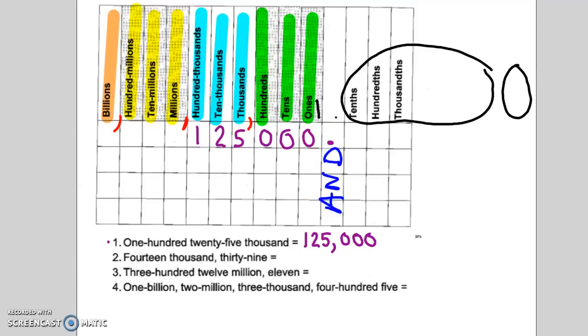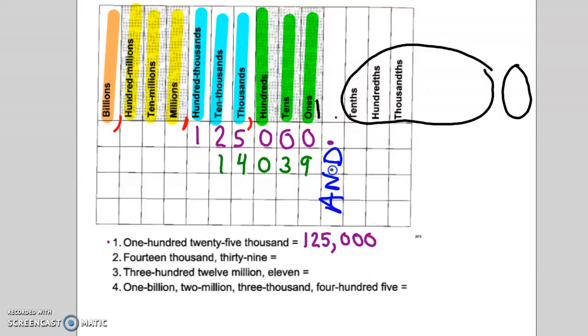14,039. Okay. We're going to start in our thousands period. 14 is built of a 10 and a 4. So just like in whole numbers in the hundreds period, we're going to put a 1 in the tens column, a 4 in that thousands column, and then we have a 39. With 39, we have no hundreds at all. We have 3 tens and we have 9 ones.